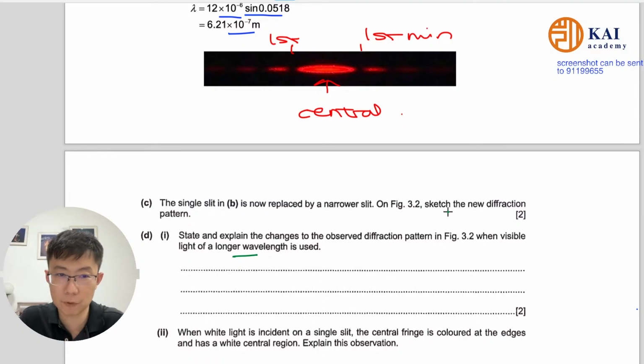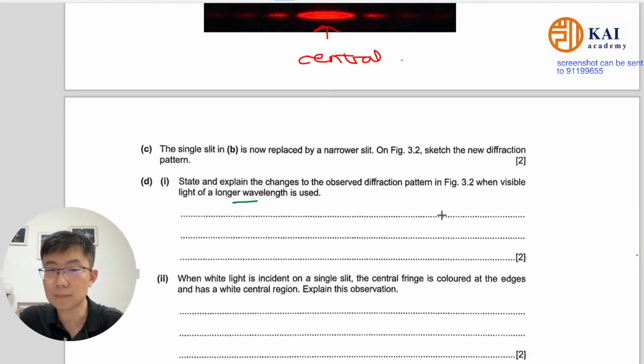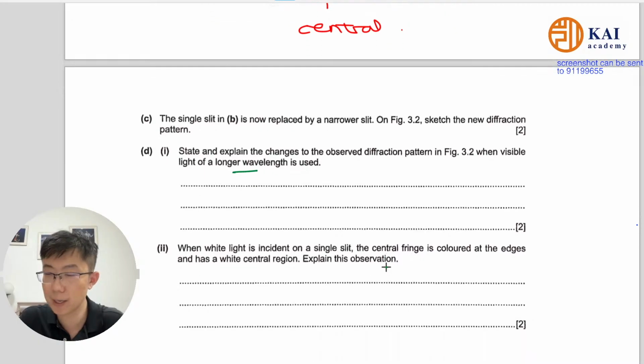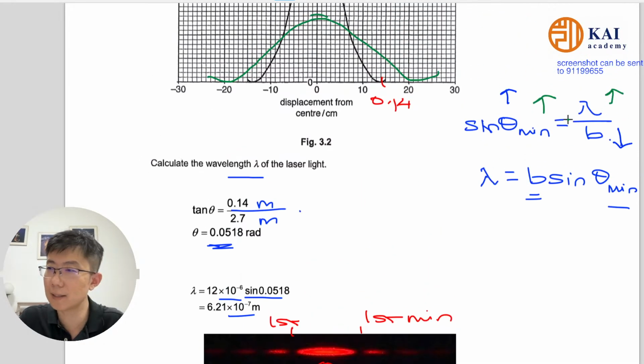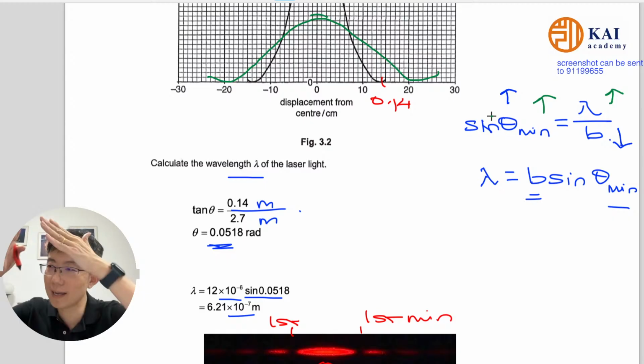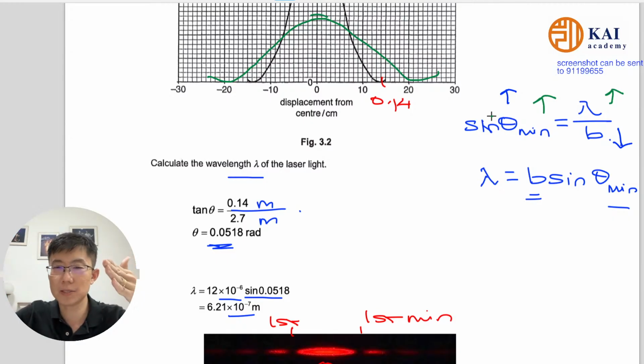Most students again have no problem with this standard change of variable question. The one from experience that most students have problem with is D part 2. When white light is incident on a single slit, the central fringe is colored at the edge and has a white central region. Explain this observation. The formula basically is telling us that the larger the wavelength, the larger the angle that it is going to split by.